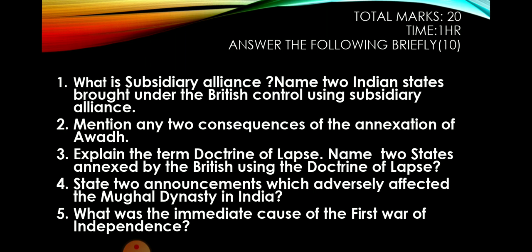Then the fifth question. What was the immediate cause of the first war of independence? Remember, you can write the answer in one sentence, but this question is for 2 marks. So you have to explain the immediate cause of the first war of independence, then only you will get 2 marks. In this pattern, you have to write the answer in the home examinations and the board examination.